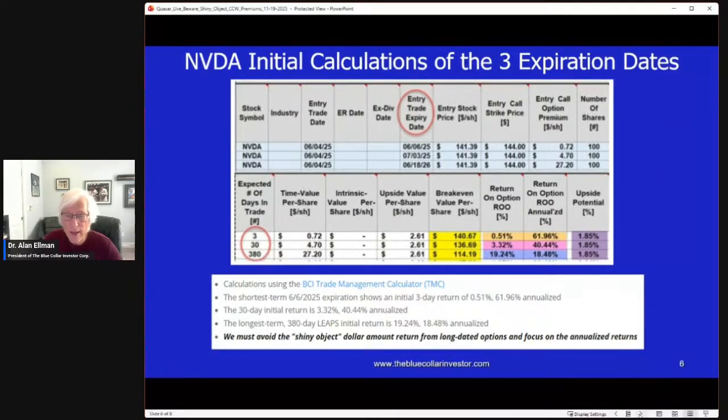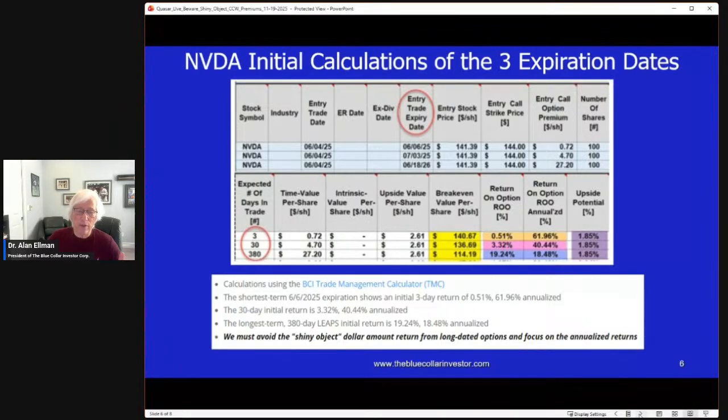Okay, let's now go to the 1 month out, the 30-day trade in the pink cells. Now, the initial return is 3.32% based on a 30-day trade, annualizes out to 40.44%. Only 2/3 that of the 3-day trade. So right here, before we even go to the longer dated trade, you could see that the shorter dated trade has significantly more annualized return than the 30-day trade.